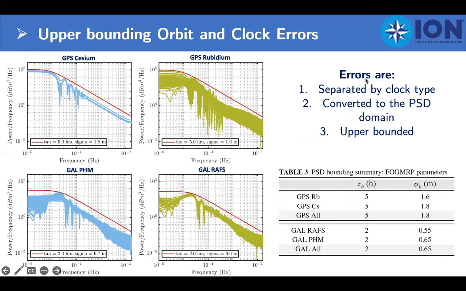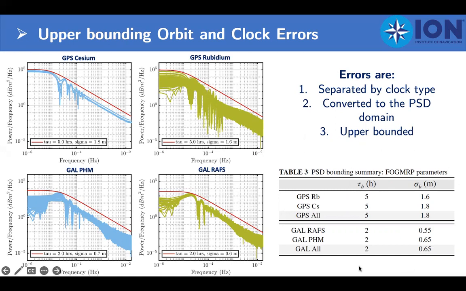And so once we have those errors, we can separate them by clock type, satellite clock type, and then convert them to the PSD domain and finally upper bound them. In this case, we upper bounded them with the first order Gauss Markov process. So here you have in the upper plot, the GPS result, and the lower plot, the Galileo results.